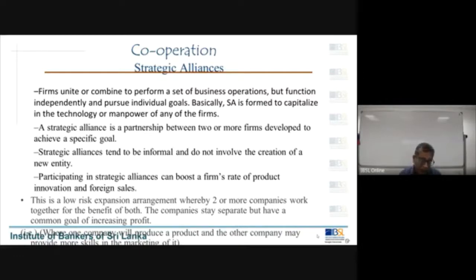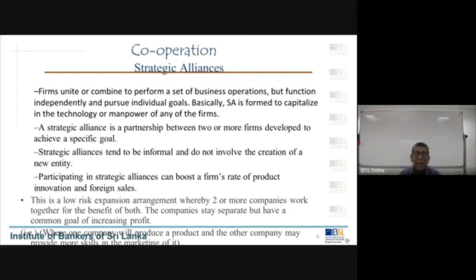Then we discuss under internationalization strategy: turnkey project, direct exporting, subsidiary, and strategic franchising and licensing. Now we are going to discuss the fifth type of business expansion strategy. What you're going to discuss in detail today is cooperation.